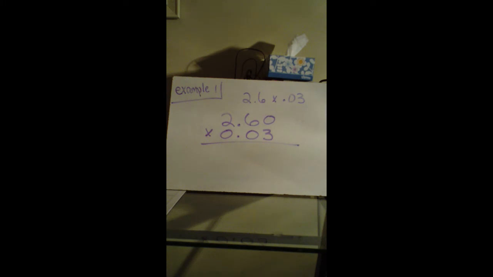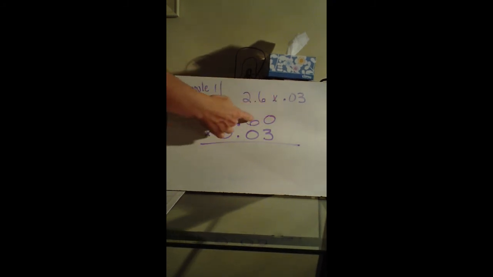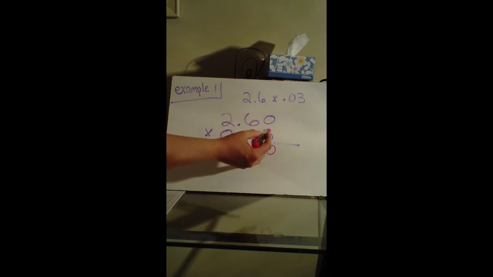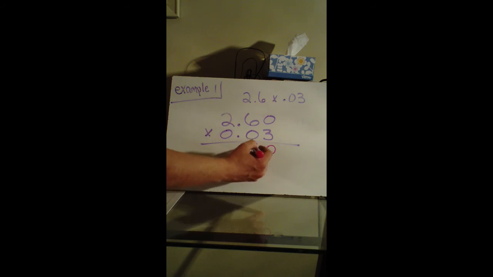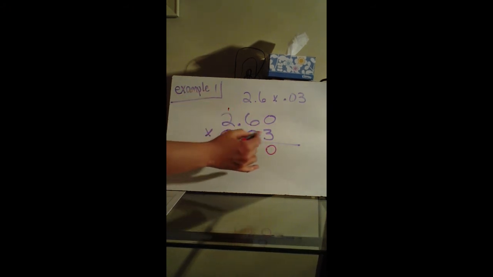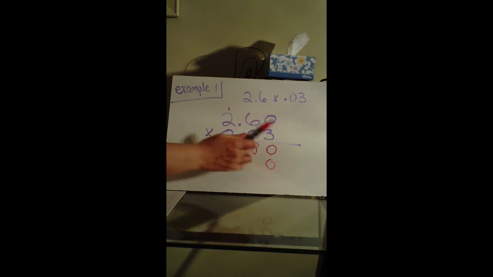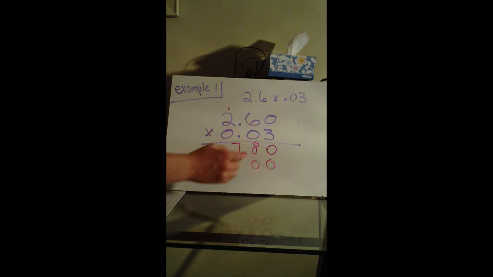2.6 times 0.03. So I've just written them, filling in, here's my 2.6, and then my 0.03. So I just put in zeros to hold my place. Now I'm just going to do the math. 3 times 0 is 0. 3 times 6 is 18. Carry my 1. 3 times 2 is 6, plus 1 more is 7. Now I'm ready to do my second 0. I'm going to put a 0 in to hold my place. And then 0 times 0 is 0. 0 times 6 is 0. 0 times 2 is 0.